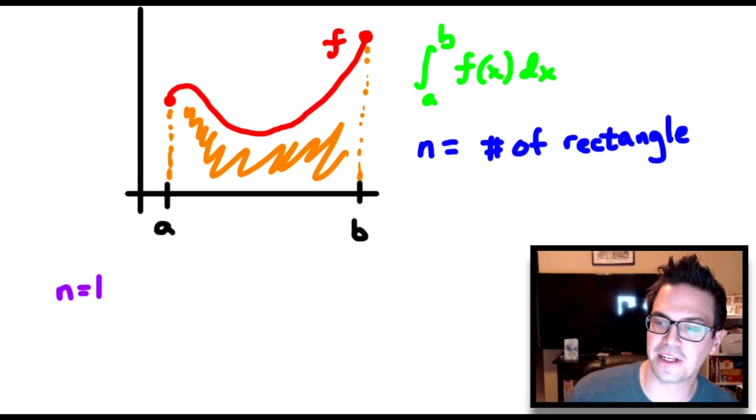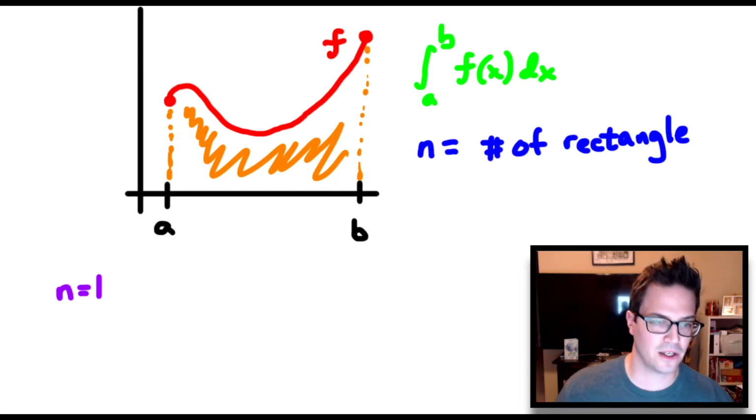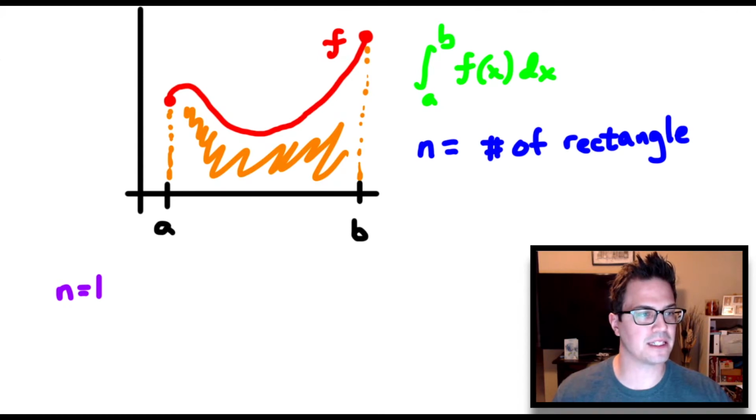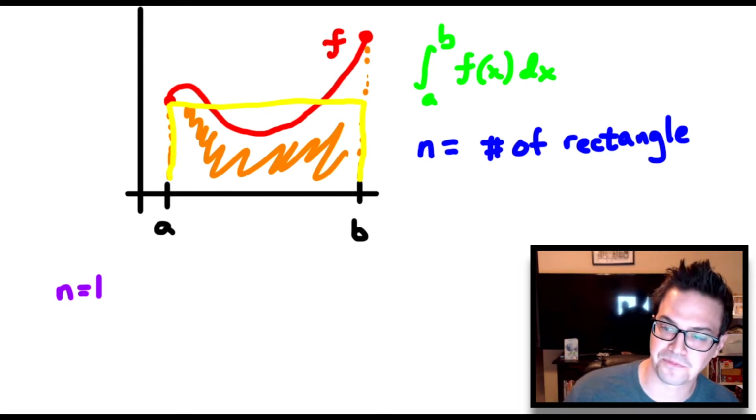To figure out that area, I'm going to draw this in here. If we have one rectangle and we're doing left Riemann sums, it's basically going to be the rectangle from here all the way to here and down. That's what we're looking for when we find this area.